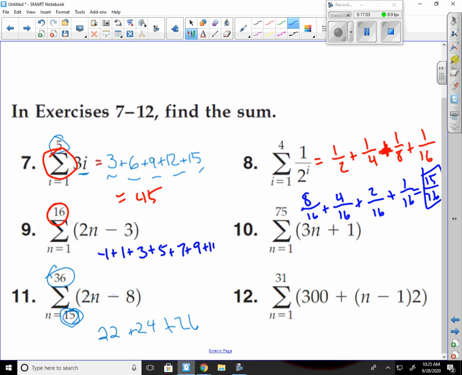6th, 7th, 8th, 9th, 10th, 11th, 12th, 13th, 14th, 15th, 16th. That should be it. If I check this, 2 times 16 is 32 minus 3 gives me 29. That was my last term again.